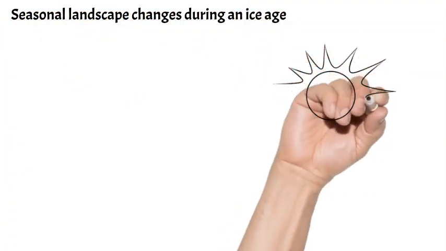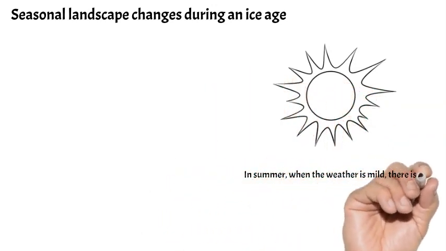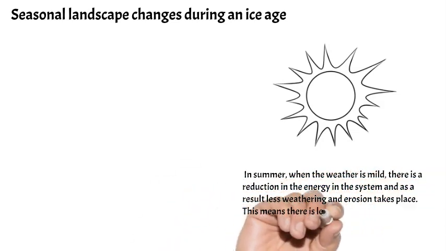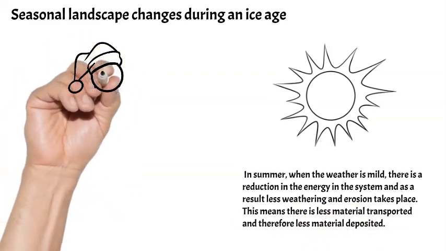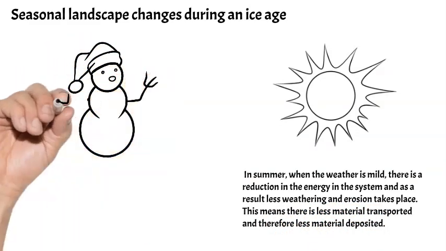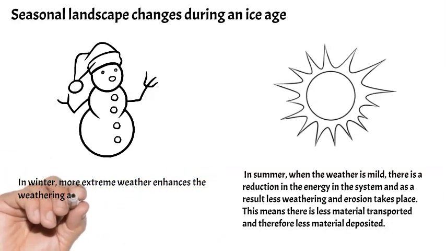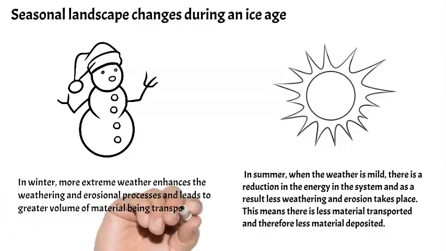We also get seasonal landscape changes, particularly during an ice age. In the summer, when the weather is mild, there is a reduction in the energy, means less weathering and less erosion, and in some cases less material being transported, particularly by the ice. In winter, there's more extreme weather, which enhances weathering and erosional processes and can lead to a greater volume of material being transported.